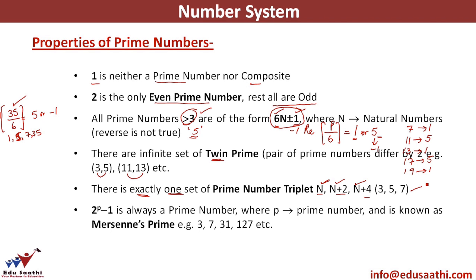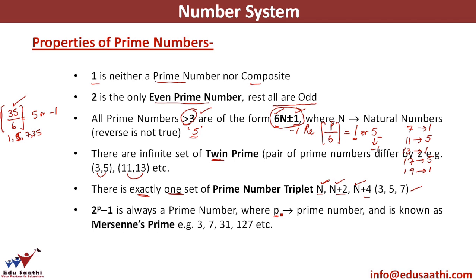2 raised to the power p minus 1, where p is a prime number, is known as a Mersenne prime. So 2 raised to a prime power minus 1 gives a prime number. So 2 cubed, which is 8, minus 1, is 7. 2 raised to power 4 cannot be taken here because this power has to be a prime number.